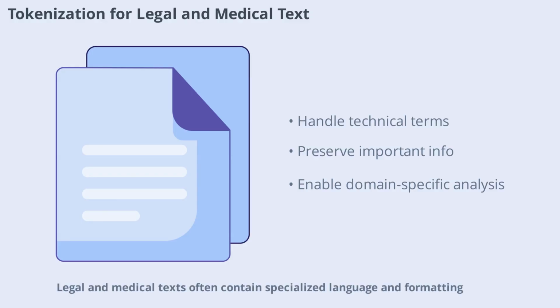Legal and medical texts often contain specialized language and formatting. Tokenization tools for these domains include rules for handling citations, abbreviations, and technical terms. Accurate tokenization ensures that important information is preserved and can be analyzed effectively for research or compliance purposes.